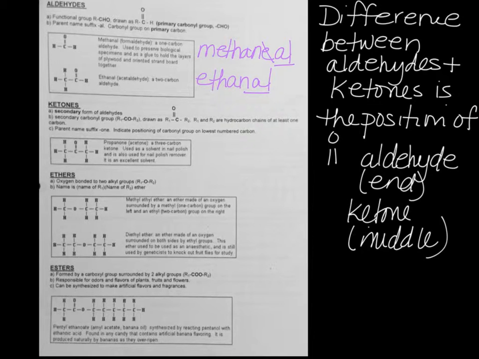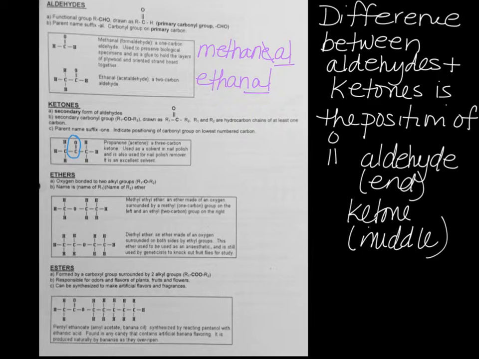In this one, you wouldn't need to tell me the number because prop has only 3 carbons. Therefore, in order for it to be in the middle, it would have to be on the middle carbon. Otherwise, if it was on the end, it would be an aldehyde. So we don't need a number with propanone.